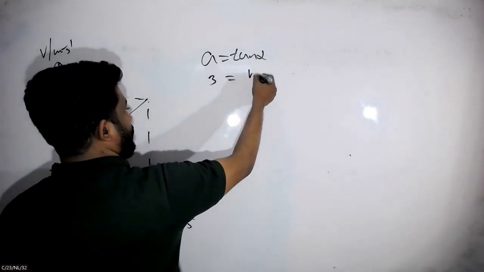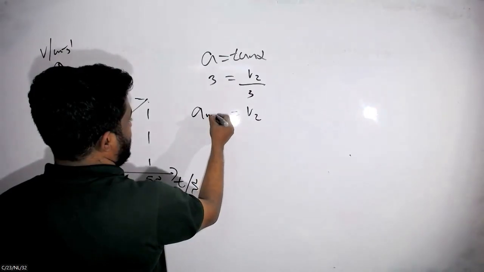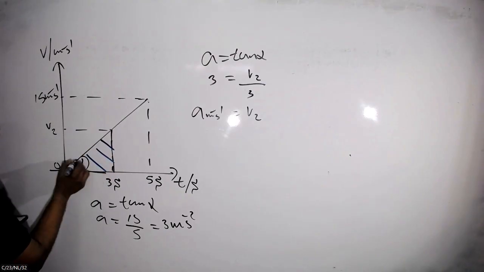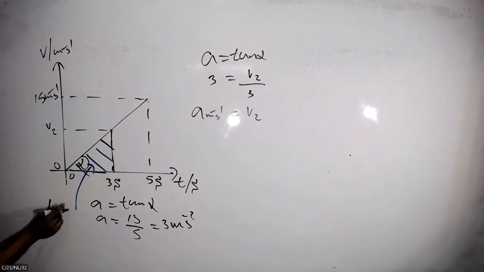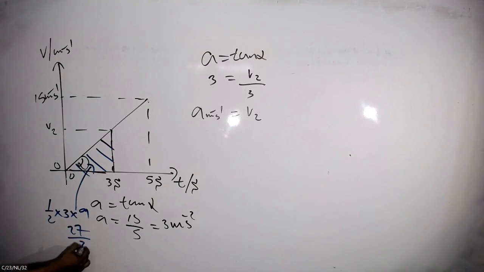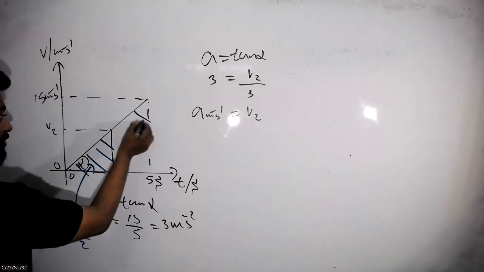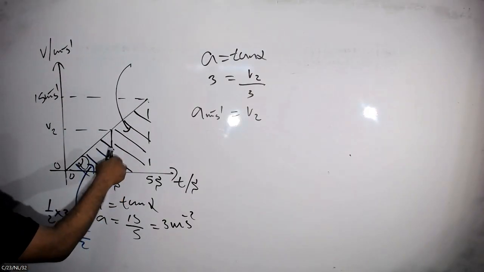This one is V2. This adjacent side is 3. Then you can obtain V2 as 9 meters per second. Then you can identify the distance, displacement of the particle during first 3 seconds by considering the area under the curve for the relevant time interval, right? Half into base is 3, altitude V2 is found as 9. Then 27 over 2 is the distance traveled by the particle during first 3 seconds. Then you can obtain displacement of the particle during the last 2 seconds. To obtain the displacement, you need to consider this area.